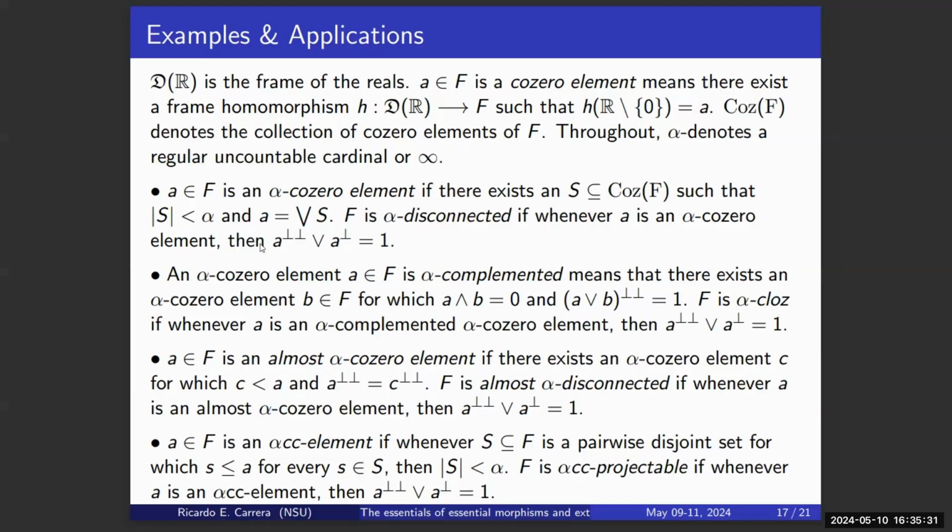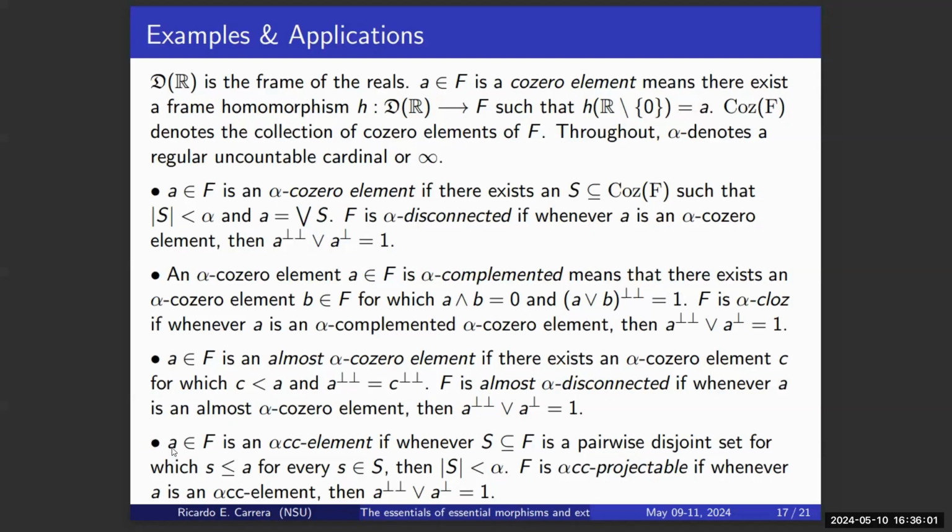and they've been well studied. So there's a lot of results pertaining to these things. So this is something that may be a little bit different. A in F is what we call an almost alpha cozero element if there exists an alpha cozero element C, for which C is less than A, but A perp equals C perp. And so we're going to say F is almost alpha disconnected if whenever A is an almost alpha cozero element, then A perp sup A perp equals 1.